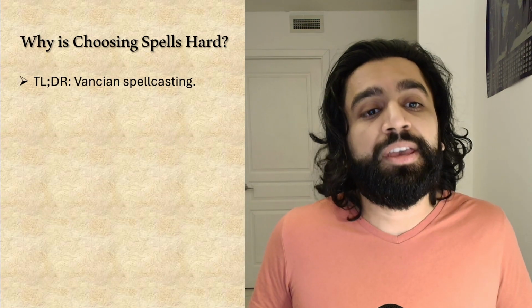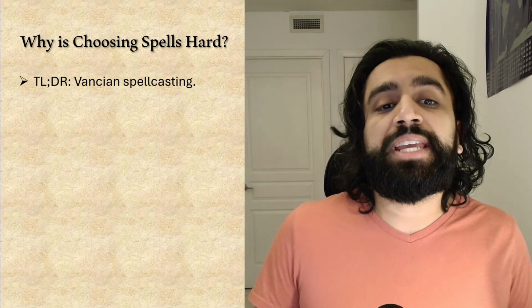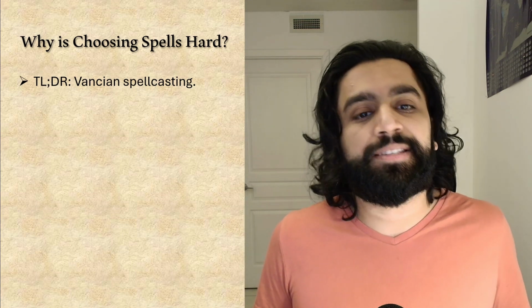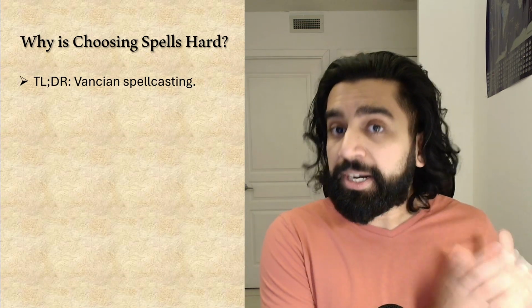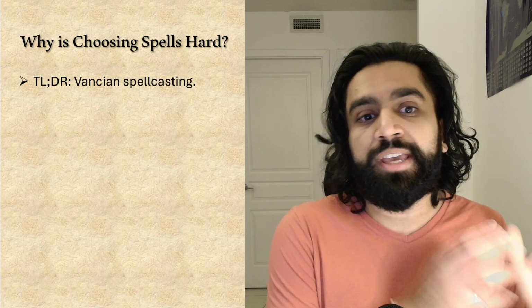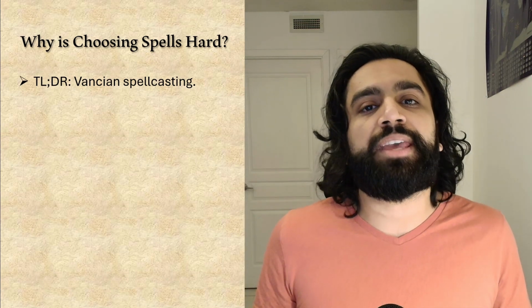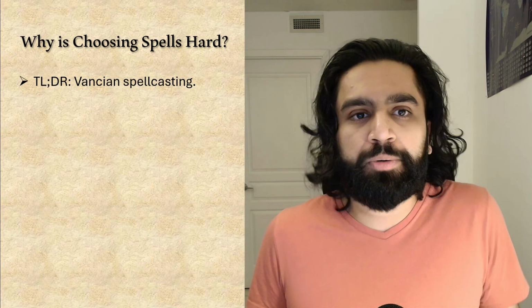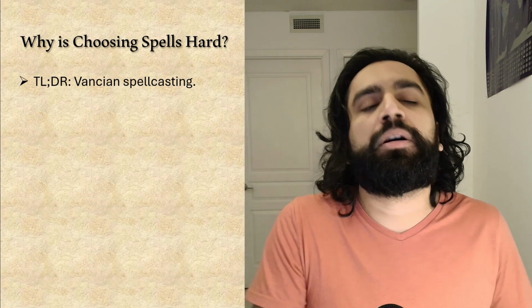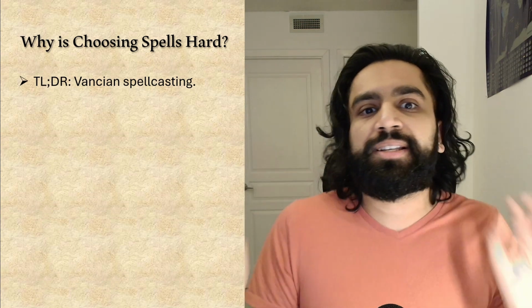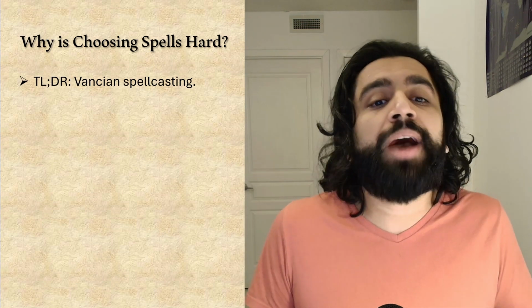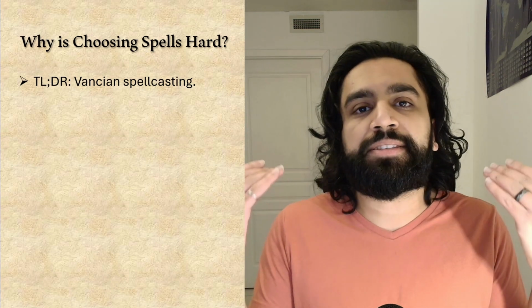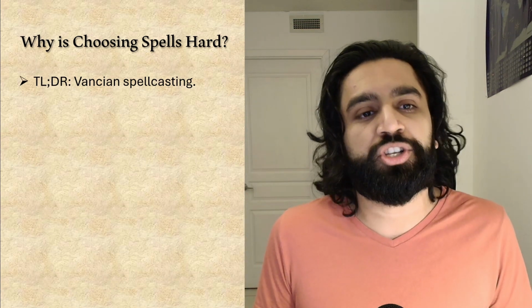Vancian spellcasting is the name given to D&D and Pathfinder style spellcasting because it was originally inspired by Jack Vance's Dying Earth novels. Now, prepared spellcasting is much closer to the true Vancian spellcasting in that you prepare exactly 2 castings of Force Barrage and exactly 1 casting of Fireball, and then when you've used it, you've used it. It doesn't come back till later. For the rest of this video, I'm referring to both as Vancian spellcasting, but just know that prepared and spontaneous are different and prepared is much closer to the original.